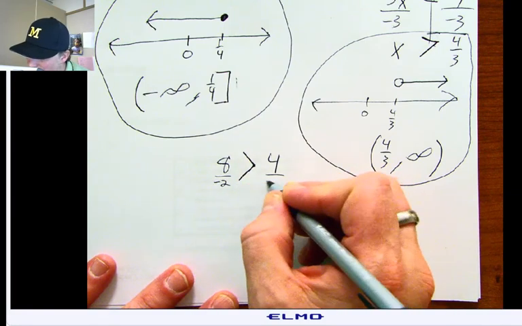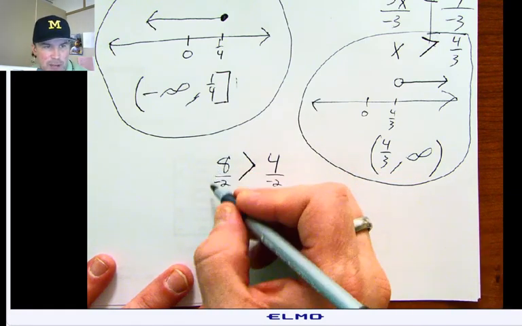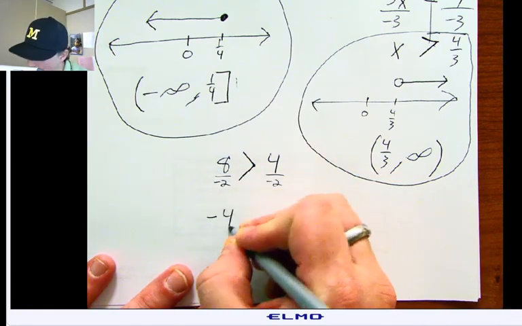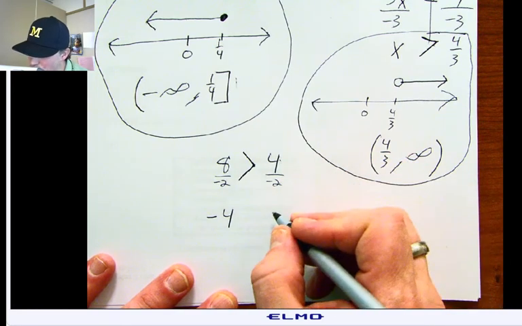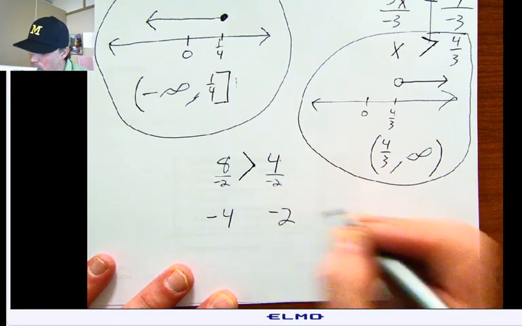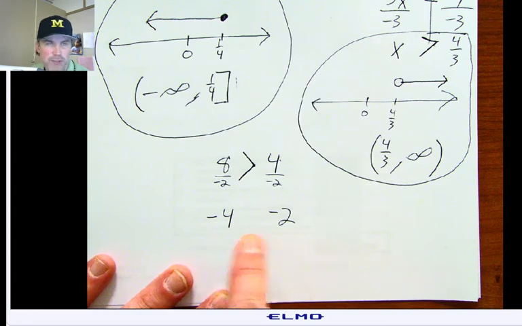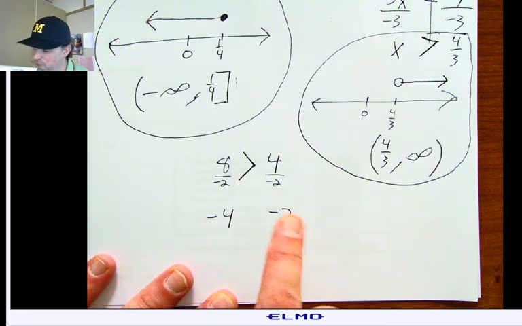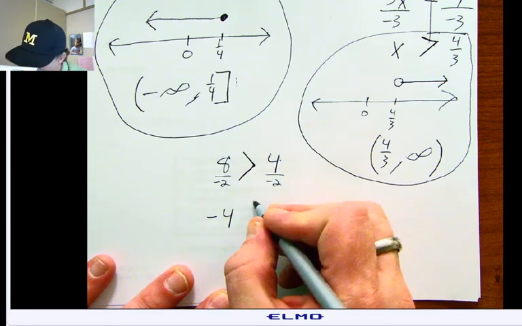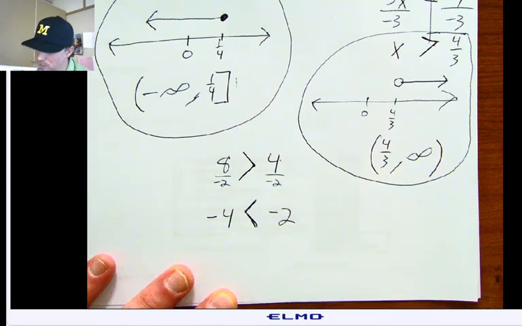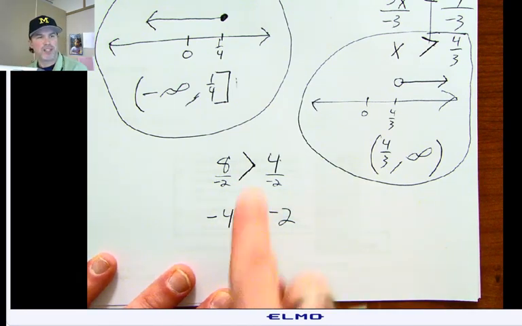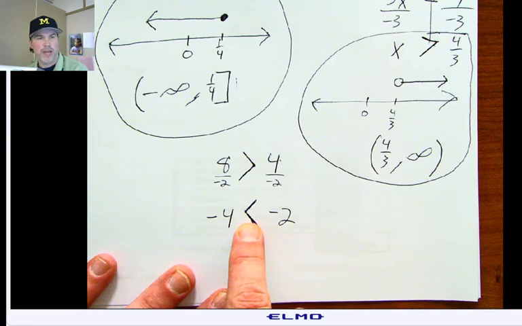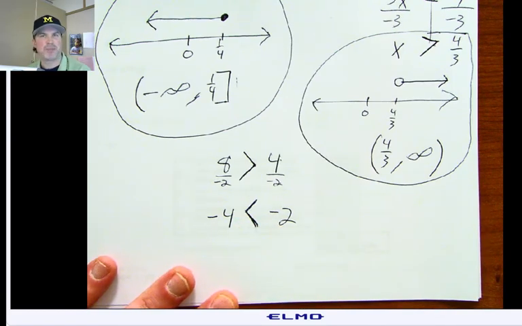Now if I took 8 greater than 4, and divided both sides of this inequality by negative 2, 8 divided by negative 2 is negative 4, and 4 divided by negative 2 is negative 2. And what's the story with negative 4 and negative 2? Negative 2 is greater than negative 4. So, because we divided by a negative number, that caused the inequality to flip around. That's the best explanation I have.